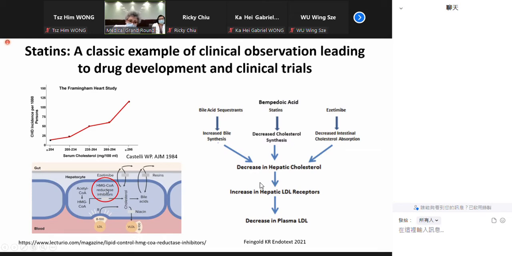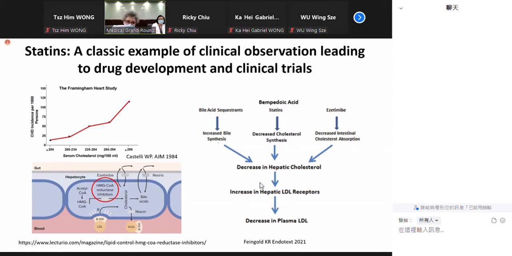What happens is that the HMG-CoA reductase inhibitors inhibit the conversion of acetyl-CoA to cholesterol. And as a result, they increase the uptake of LDL cholesterol into the liver cells, so that you will be clearing the cholesterol from the bloodstream and then through excretion into the bile duct, and then it will be excreted into the intestine.